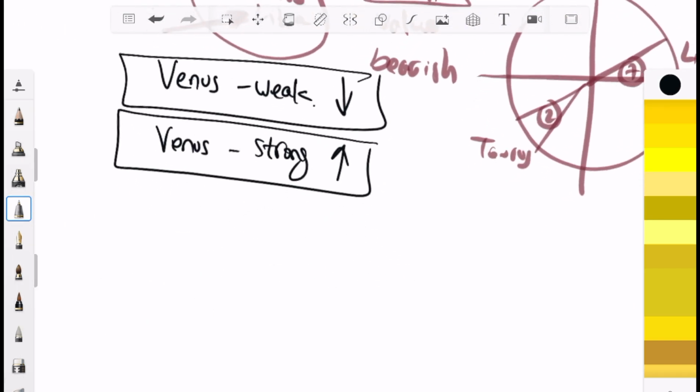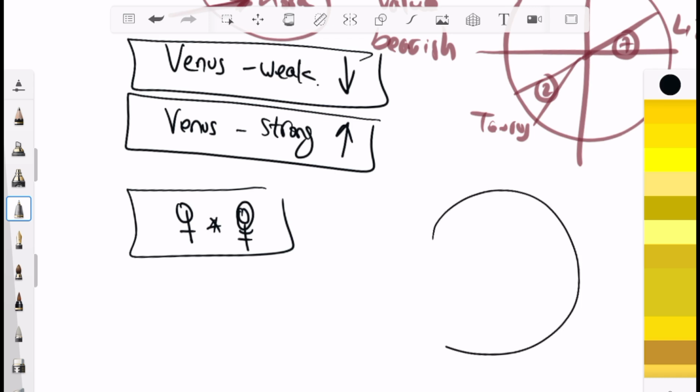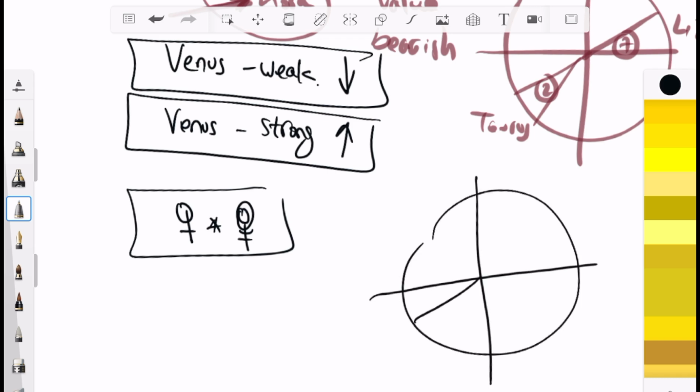Let's take an example. Venus with Pluto. Pluto is the ruler of Scorpio, representing the enemy of Venus. Because if Venus is controlling the second house, Pluto is controlling the 8th house, Scorpio, the opposite of Taurus.